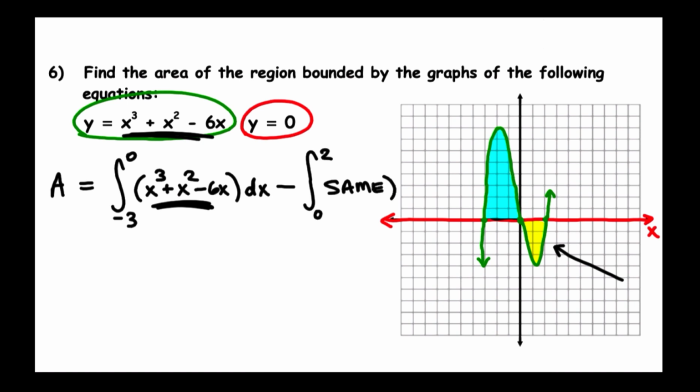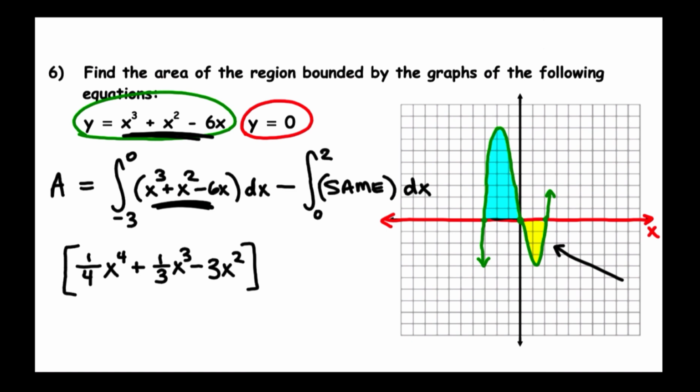Maybe a bit lazy, but I think it's brilliant. dx. That way I don't have to integrate twice. It's going to be the same integral both times as well. In fact, the integral is going to be 1/4 x to the fourth plus 1/3 x cubed minus 3x squared. And that's the same both times.